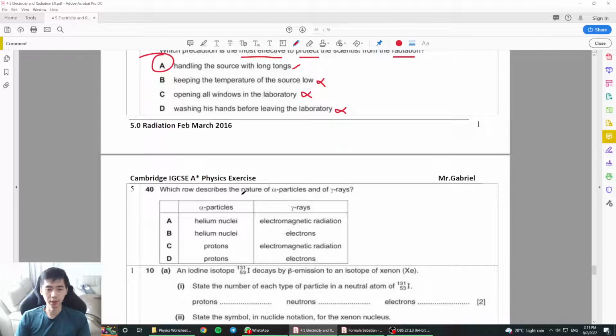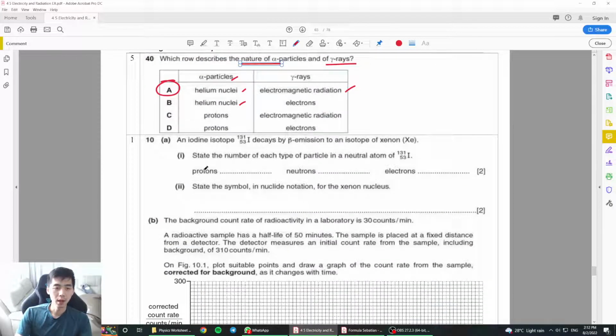Which row describes the nature of alpha particles and beta particles? Alpha particles are definitely helium nuclei, right? So it's either A or B. And it's not beta, it's gamma rays. Gamma rays are definitely in the electromagnetic spectrum. For those who are confused, please revisit the electromagnetic wave chapter. Right? Then moving on to this next part here.